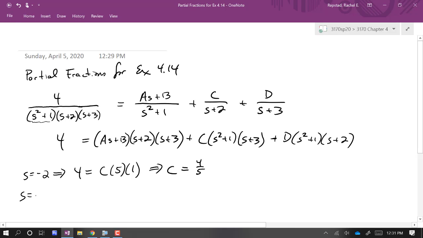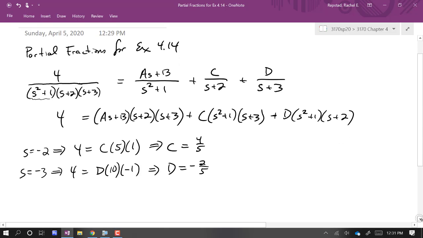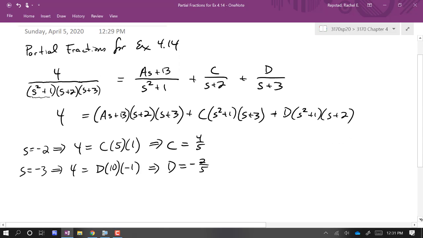And if s is equal to negative 3, then everything with an s plus 3 zeroes out, and we get 4 equals d times 10 times negative 1. And that means that d is negative 4/10, or negative 2/5. So we know c and d. What we're going to do now is find another convenient value to use along with our known values for c and d.